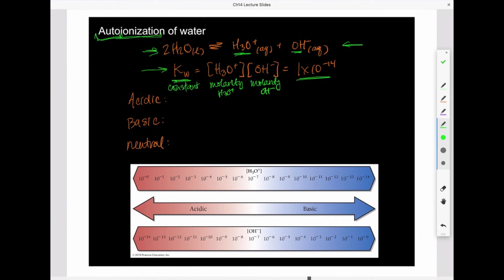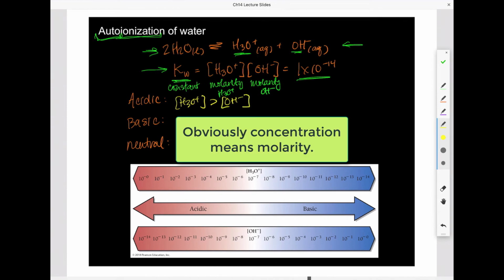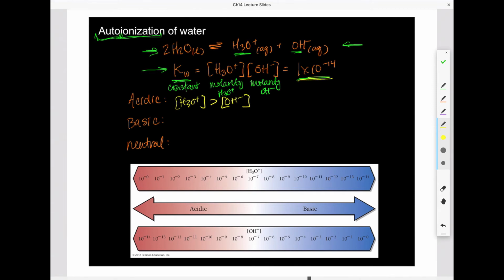Yes? All right. So what that means then is if I'm looking at an acidic solution, my H3O plus concentration is going to be greater than my hydroxide ion concentration. The product is still going to be 1 times 10 to the negative 14th, but hydronium is going to be bigger. A basic solution would require that my hydronium ion is going to be less than my hydroxide ion, and again, the product is still going to be 1 times 10 to the negative 14th.